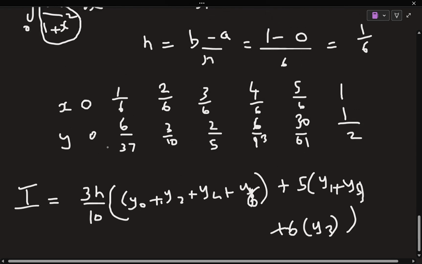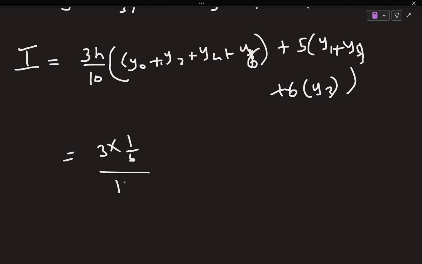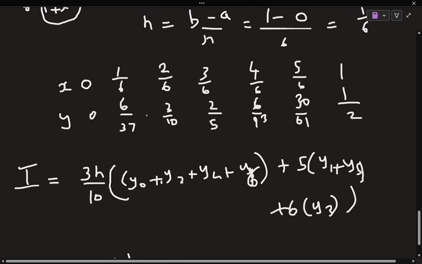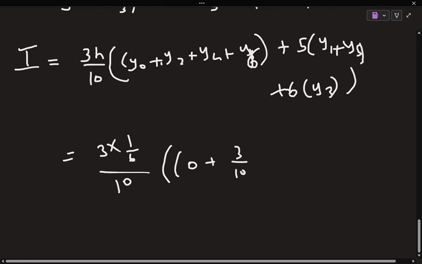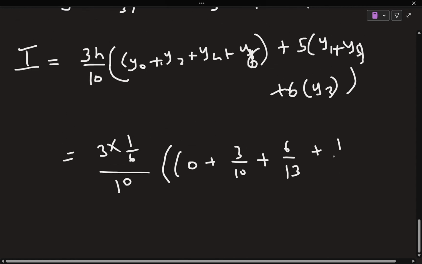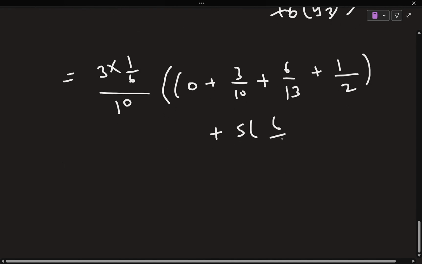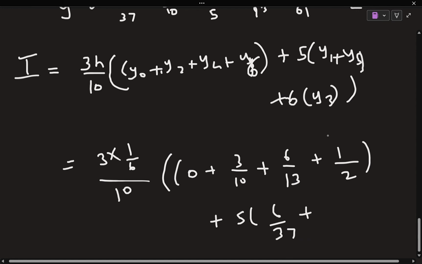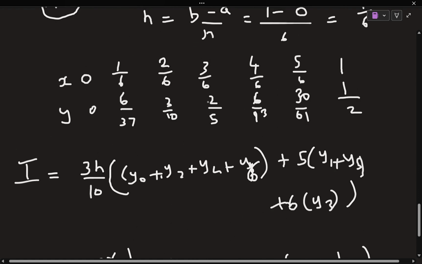Now I substitute. My h value is 1 by 6. So 3 into 1 by 6 whole divided by 10 whole into y0, which is 0. y2 is 3 by 10. y4 is 6 by 13. And then y6 is 1 by 2, plus 5 into y1 plus y5. y1 is 6 by 37. y5 is 30 by 61. Plus 6 into y3. y3 would be 2 by 5.